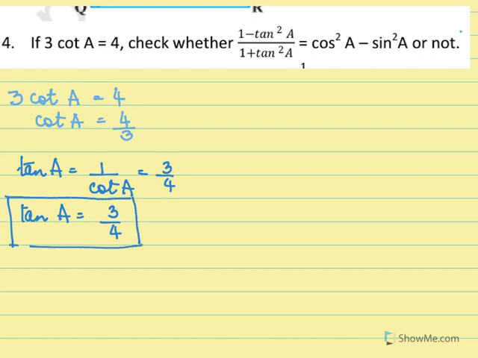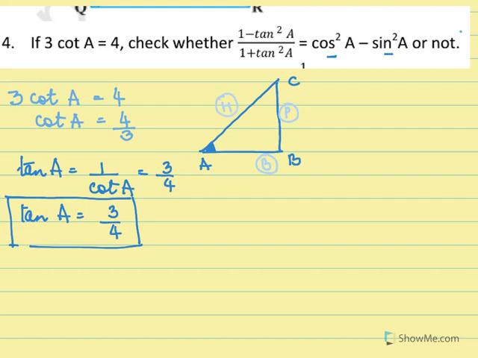Now we also need to find cos square A and sin square A. So for that we draw the triangle. So here we have the triangle. We'll call it ABC. We will find this angle A. For this angle A, here is the perpendicular, this is the base, and this is the hypotenuse.